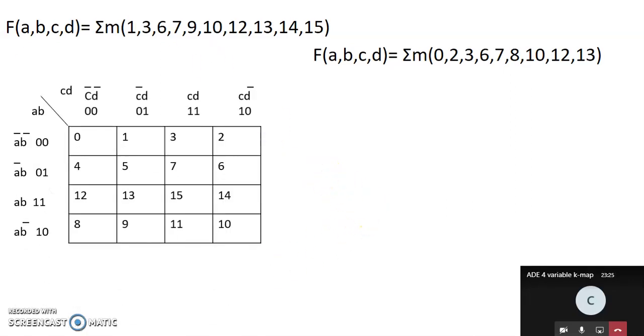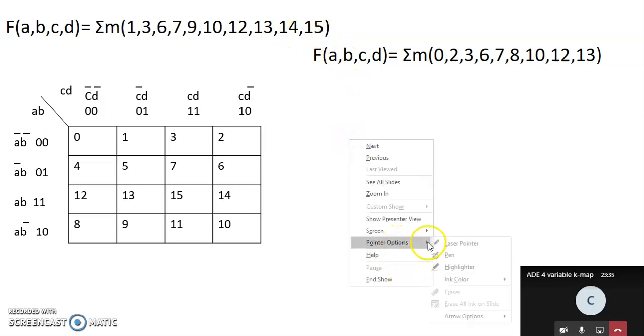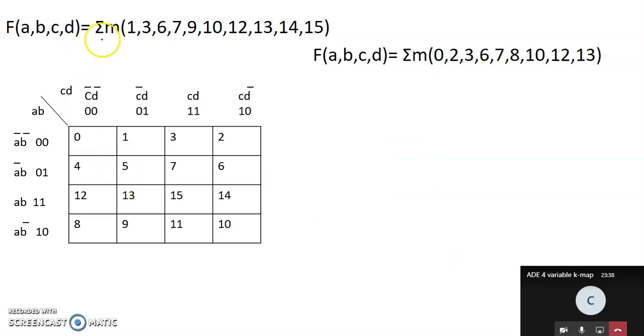We'll simplify this problem. In this question, it's been given f(A, B, C, D) = summation m of 1, 3, 6, 7, 9, 10, 12, 13, 14 and 15. In all these locations, you're supposed to write the value 1 into the cell, in locations 1, 3, 6, 7, 9, 10, 12, 13, 14 and 15.